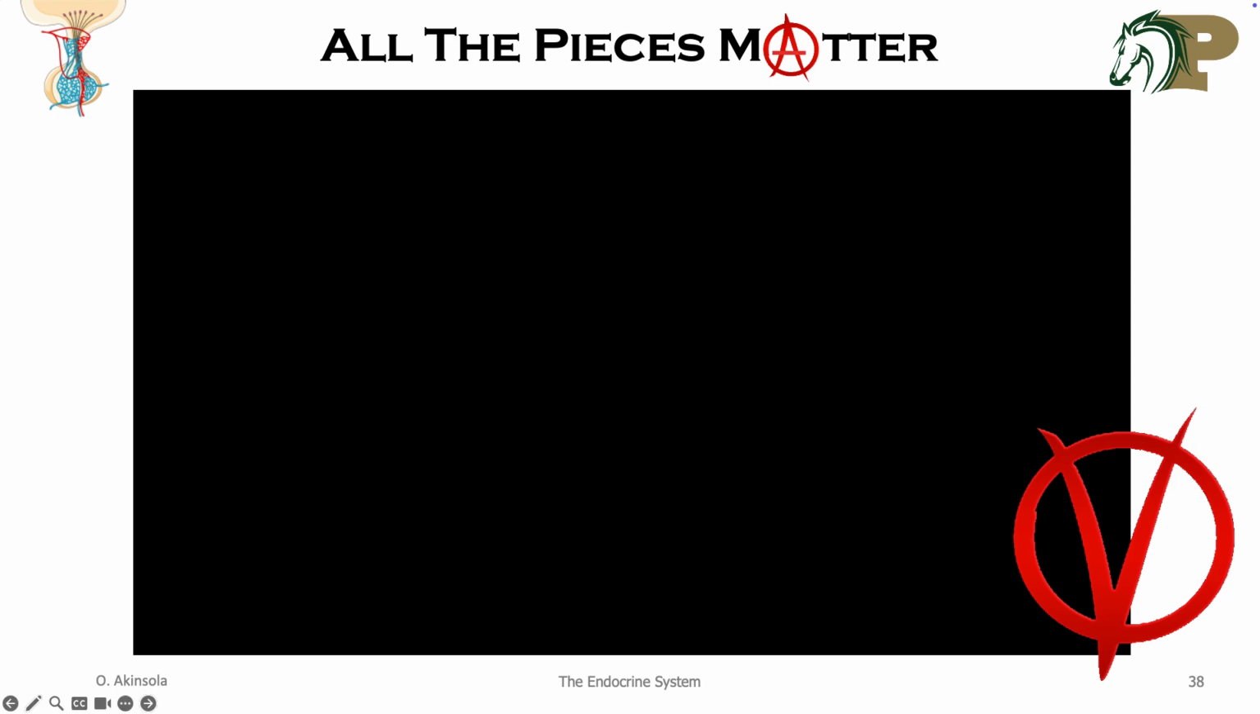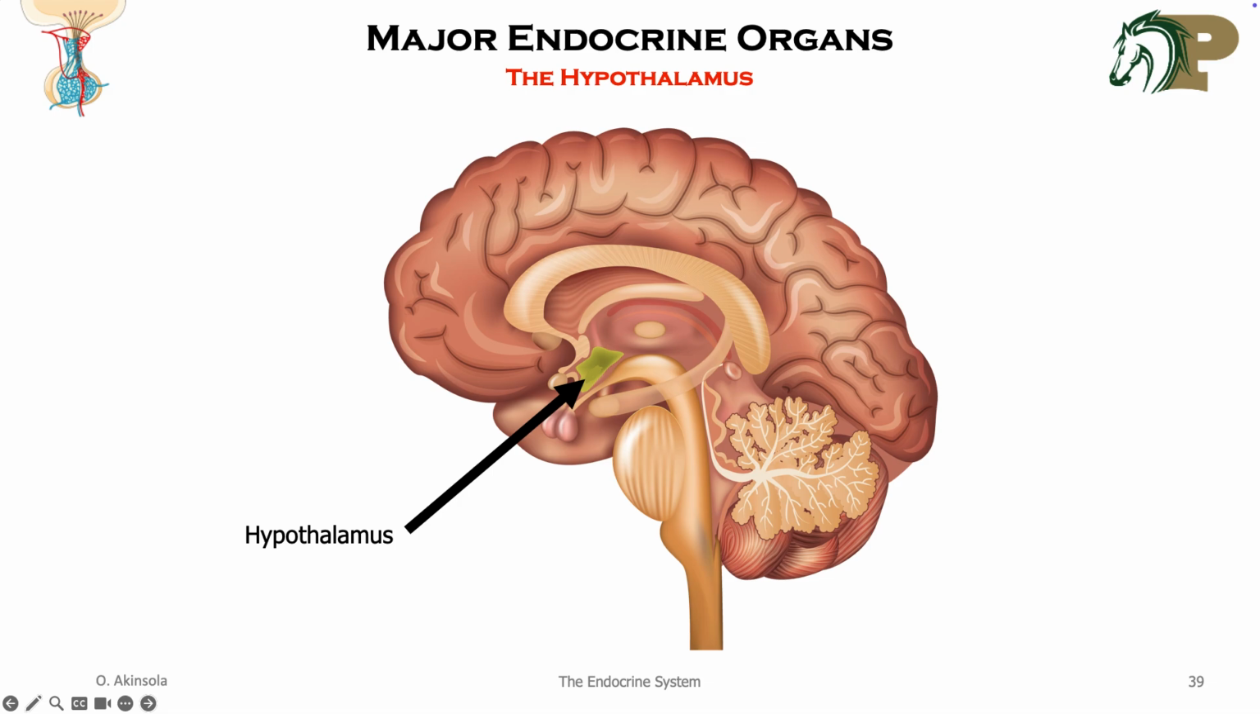I wanted to start off with that clip because indeed all the pieces do matter. All of these endocrine glands and organs have a vital role to play in the regulation of homeostasis and general upkeep regarding the body. Like I said, we're going to start off with the hypothalamus, and then we will work our way down.